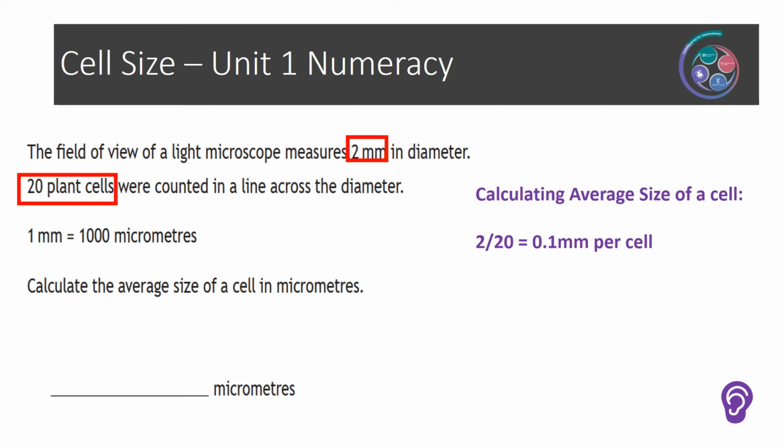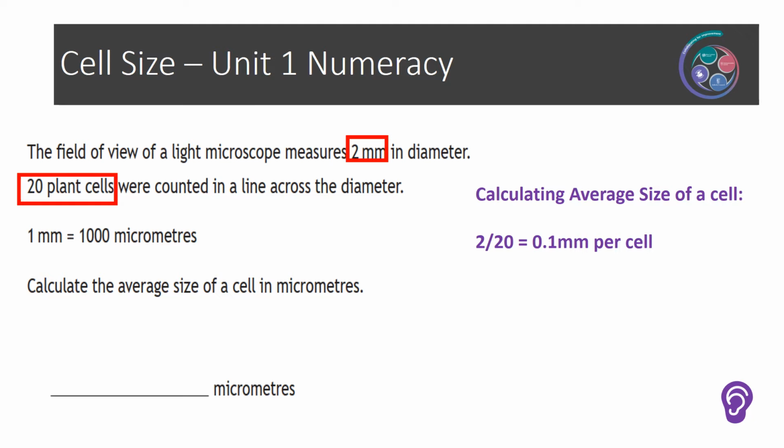So now I know I can do my division. To calculate the average size of a cell, I divide 20 by 2, so I divide the 20 cells by 2 millimeters in diameter, and I get 0.1 millimeters per cell. Now unfortunately we're not finished here. This example is slightly more difficult.